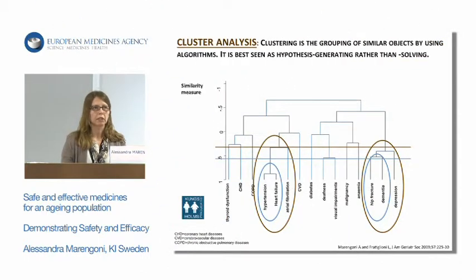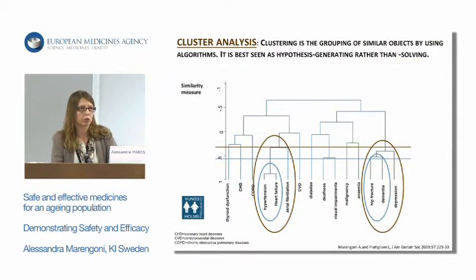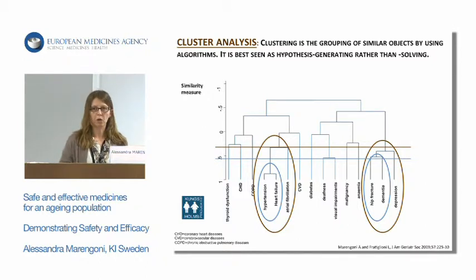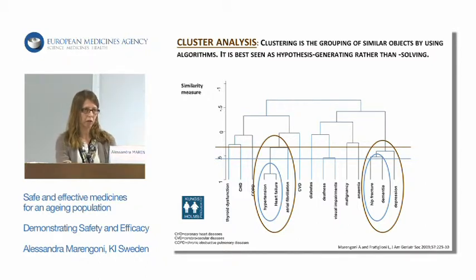But using these statistical methods to identify pairs or triads of diseases is not enough. We need to have a complete picture of how diseases distribute in the population, and we can do this using a cluster analysis. Clustering is simply the grouping of similar objects using algorithms or using measures of similarity or dissimilarity.